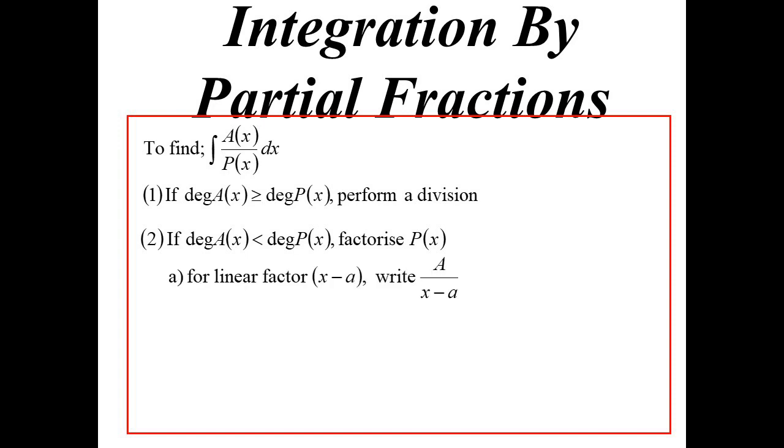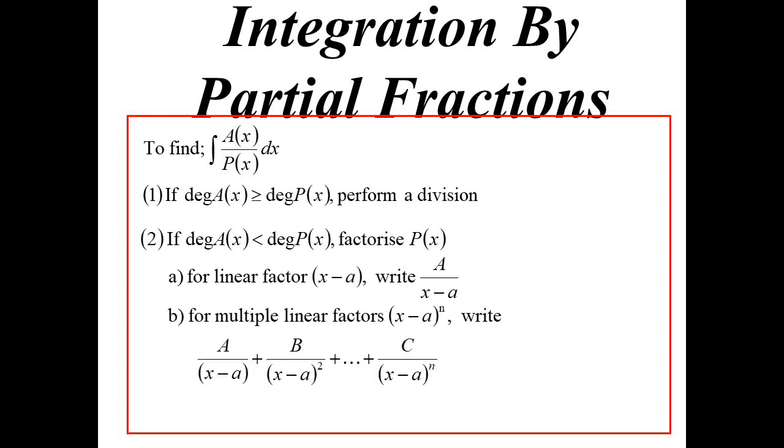denominator. Now for a linear factor, we create a fraction, A over x minus a, for every linear factor. If it's a multiple root or a multiple factor, then we write a fraction for each of the powers. So power n, I'd have A over x minus a, B over (x minus a) squared, and I'd keep going to whatever it is.